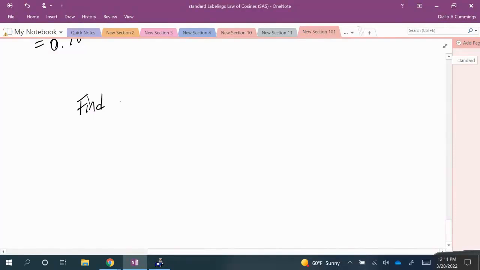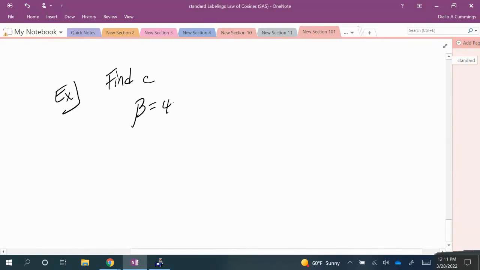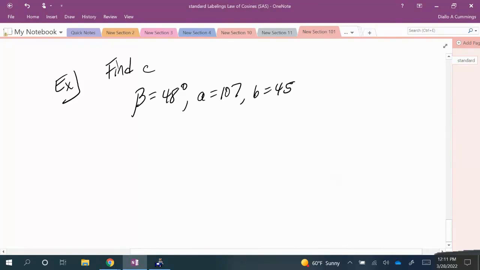Find, this is just an example. We're asked to find C. And we're given that beta is 48. We're given that A is 107. B is 45.